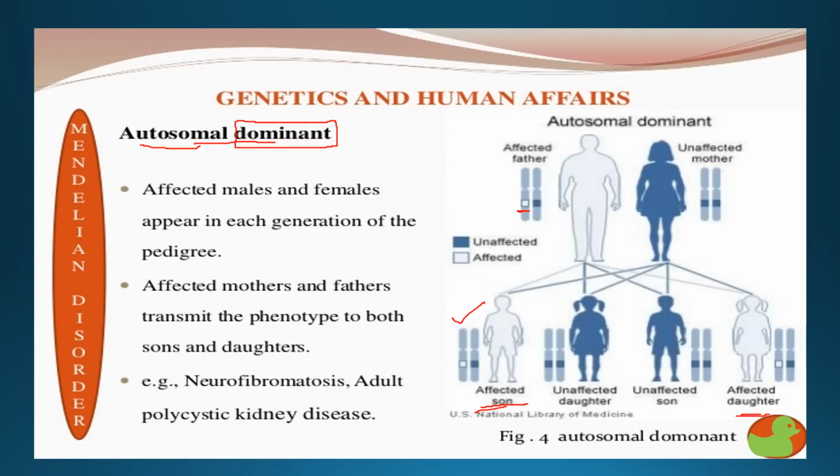For the offspring to be affected, either of the parents should be affected. Any one of them should be affected for an affected offspring. Whereas in recessive, as we discussed, though the child is affected, the parents are normal. But in dominant disease, there is no skipping of generation. In each and every generation, there will be affected individuals.